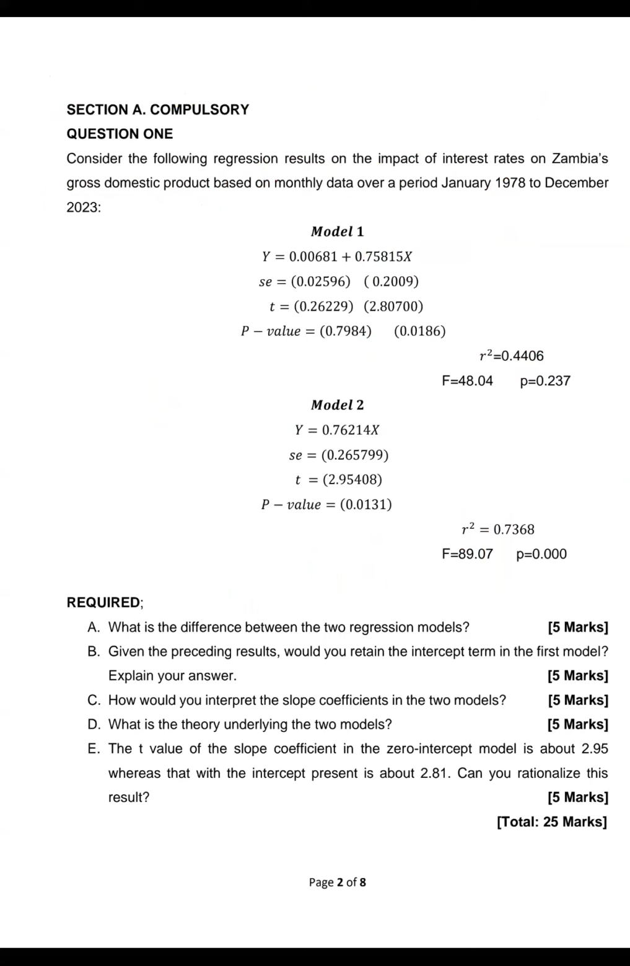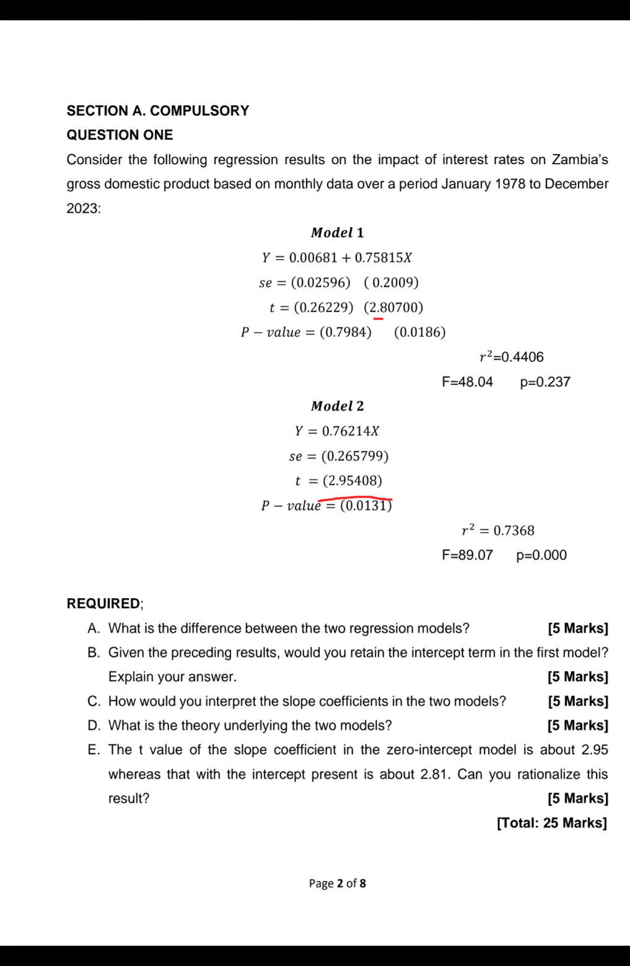The t value of the slope coefficient in the zero intercept model is about 2.95, whereas that with the intercept present is about 2.81. You've seen, eh? The t value of the intercept, this t value is this and also this. So seeing the t values are different, right?